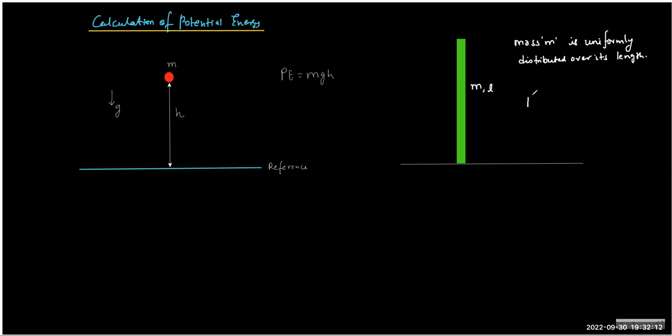Now, can we write the formula potential is equal to MgL? Is it the correct formula? Yes or no? Yes, sir. Why are you saying correct? Do you see the mass kept at height L? Is it the same as the previous question? Is the mass kept at height L, or is the mass distributed till the height L? What is the difference?